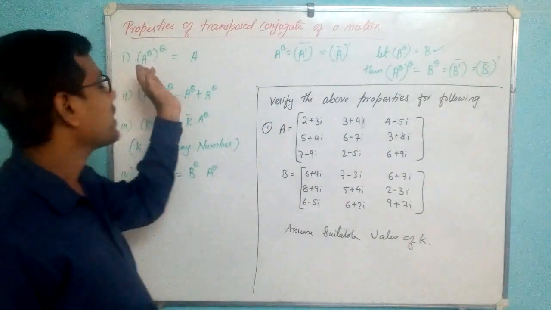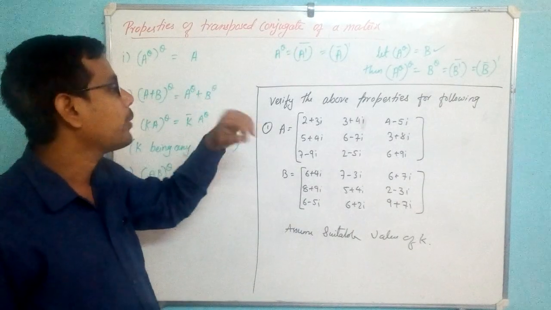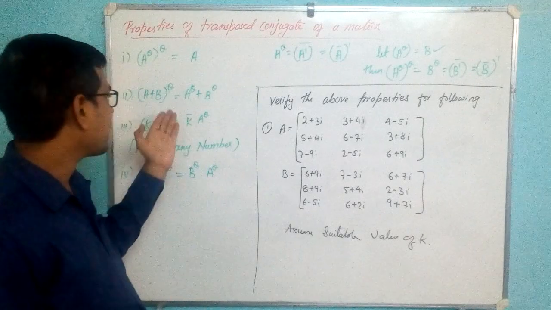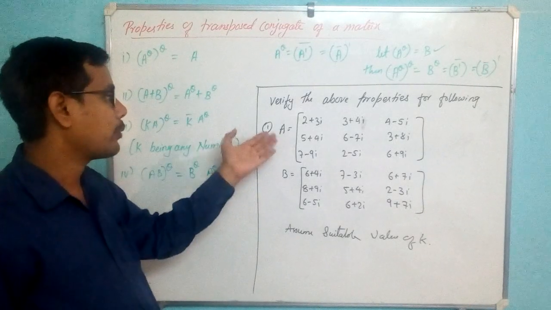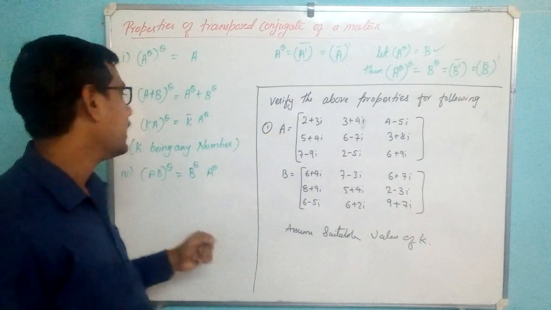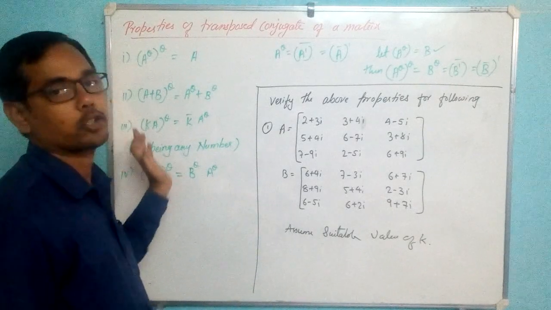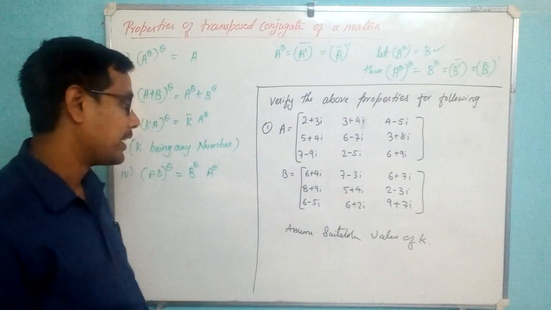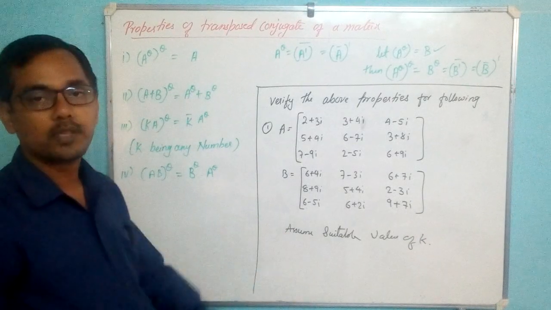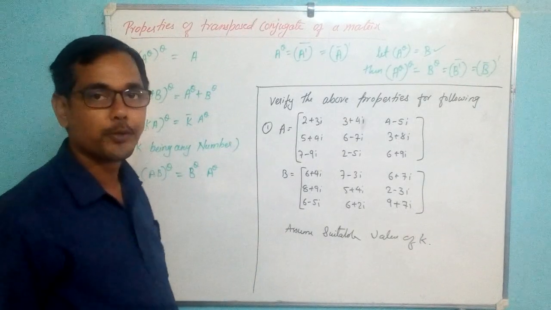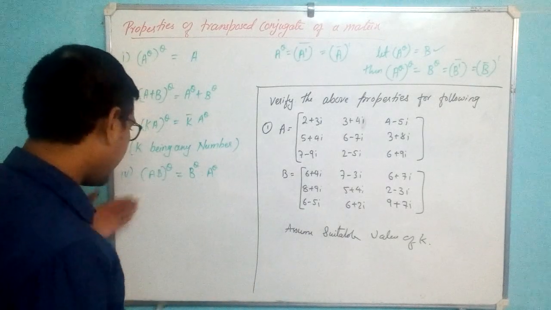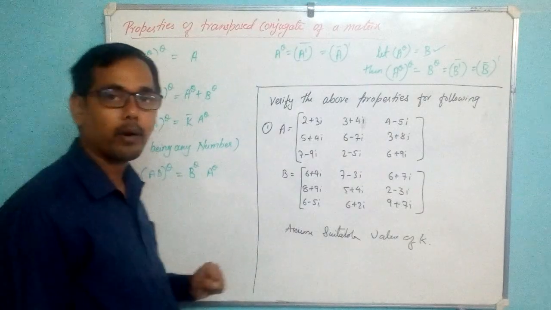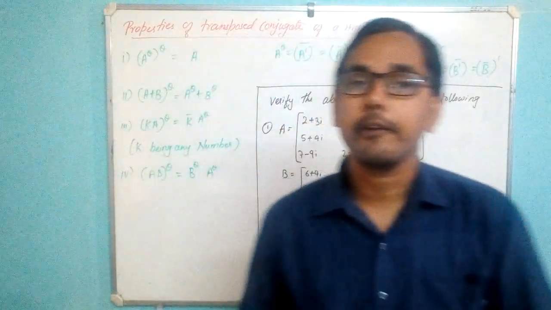What is that? First one is A theta to the power theta should be proven as equal to A. Okay. And then A plus B to the whole power theta should be proven as A power theta plus B power theta. K into A to the power theta should be proven as k conjugate into A to the power theta. Right? What is k? You can assume some value for k. It is left to you. You assume any suitable value for k. A into B whole power theta should be proven as B power theta into A power theta. So this is the work I am giving for you people.